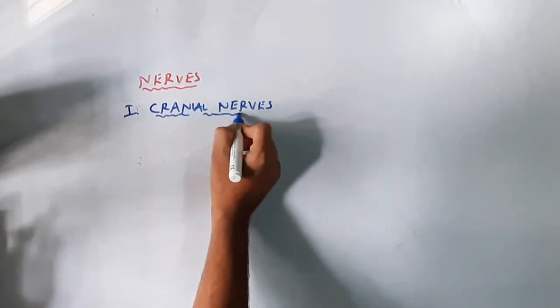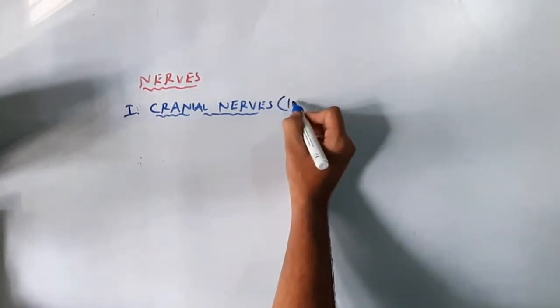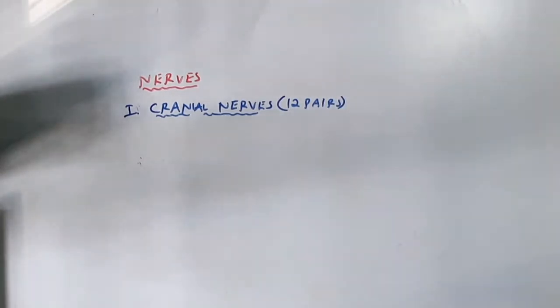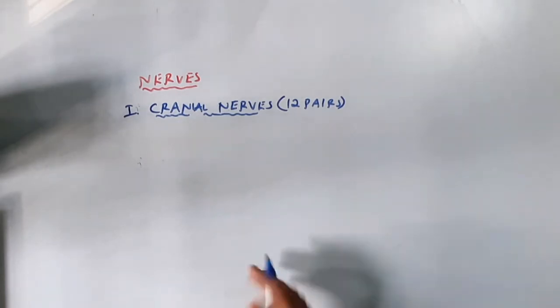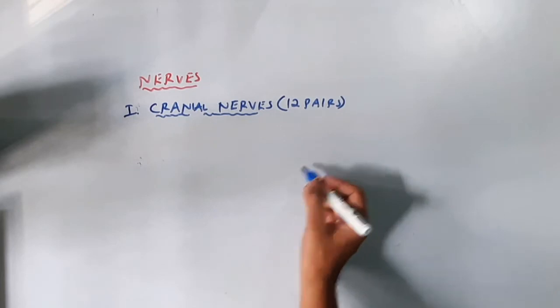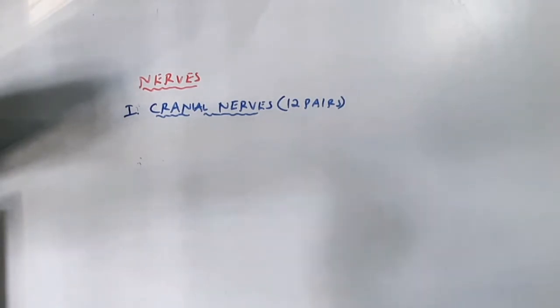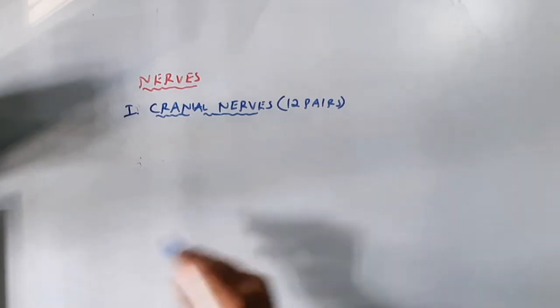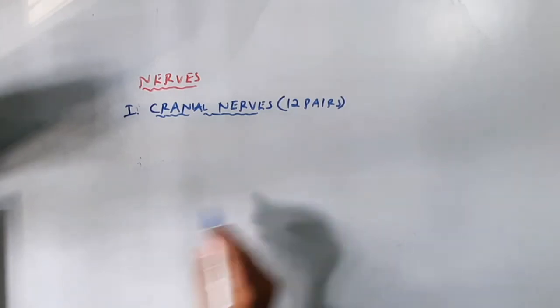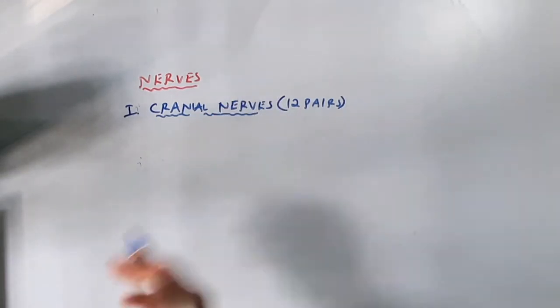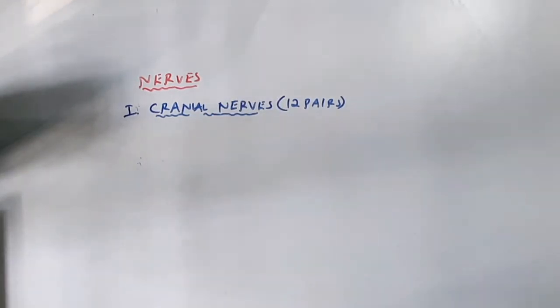How many cranial nerves do we have? We have 12 pairs, and that actually includes both afferent nerve fibers as well as efferent nerve fibers. What is afferent? From the site of stimulus to the CNS, that is afferent nerve fiber. From the CNS to the site of stimulus, that is through efferent nerve fibers. Whether it is cranial nerves or spinal nerves, they include afferent as well as efferent nerve fibers.